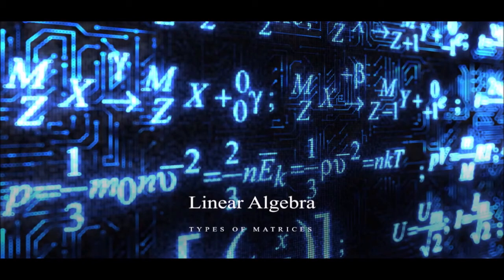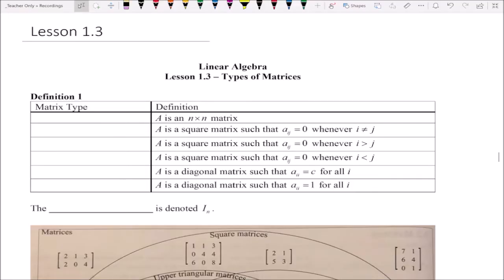In today's video, we're going to look at several special types of matrices. There are three in particular that will be of importance throughout the rest of the semester. They are the square matrix, the identity matrix, and invertible matrices. We start by defining several of these special types of matrices.